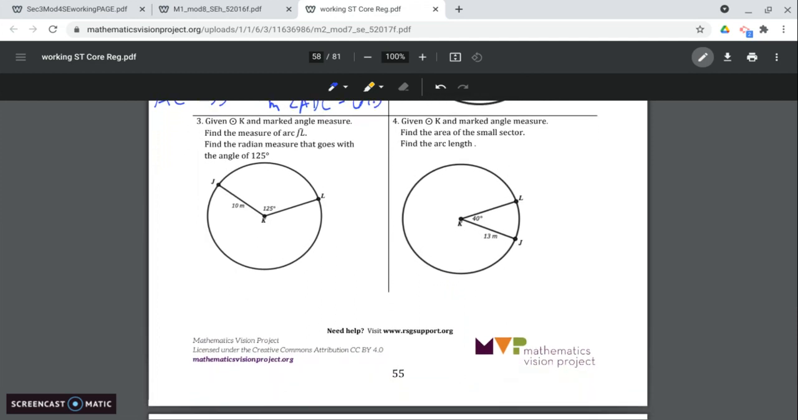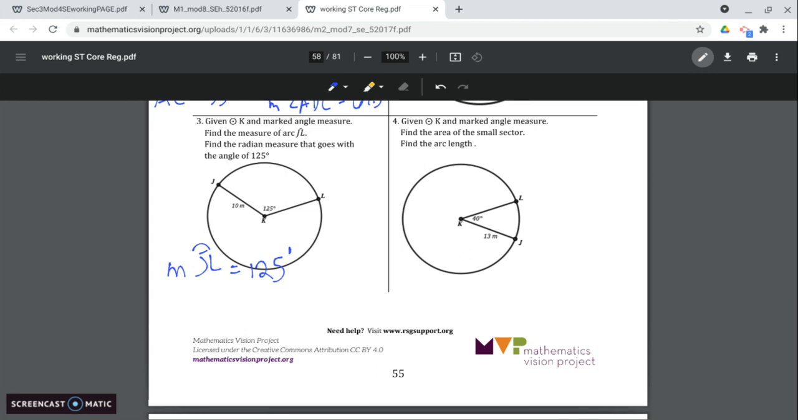So for this one here, given circle K and marked angle measure, find the measure of arc JL. Find the radian measure that goes with the angle of 125. So central angle, that means the arc is the same thing as the central angle. So measure of arc JL is 125 degrees.